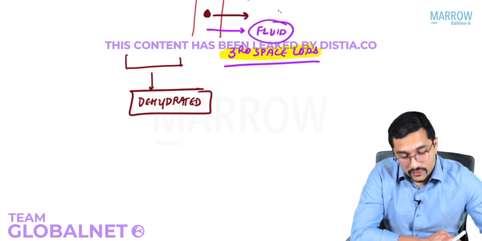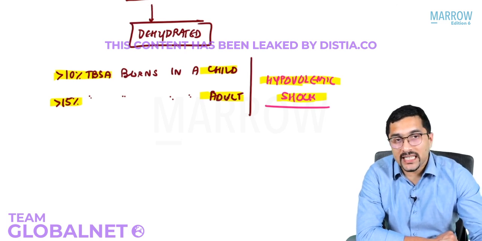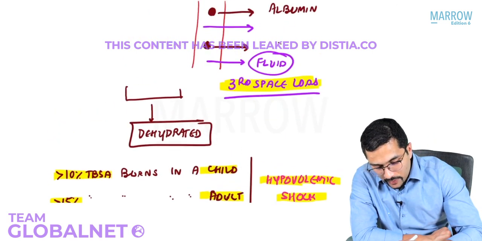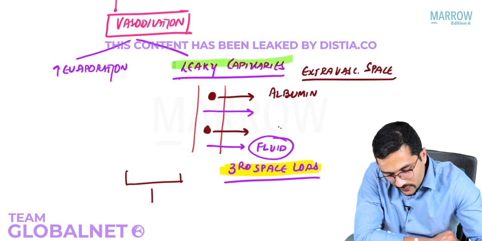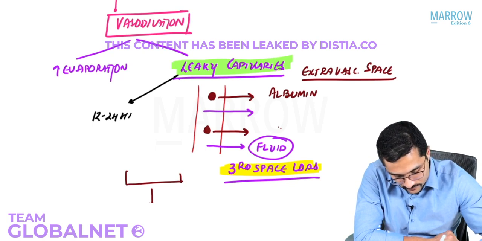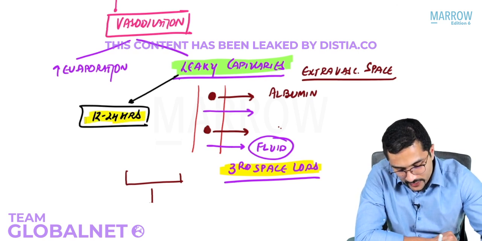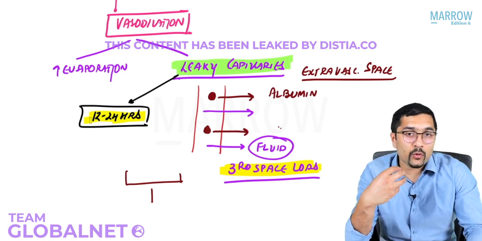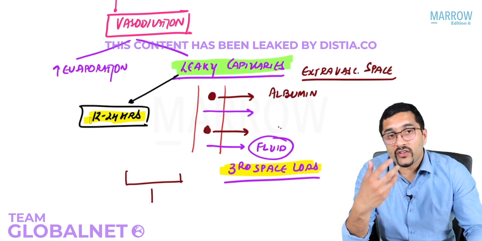And there are two values which you should know. More than 10% burns in a child and more than 15% burns in an adult can give rise to hypovolemic shock. One more point which I want you to remember here, which is very important, is that this leakiness of the capillaries will last for 12 to 24 hours. So what is the significance of knowing that this leakiness lasts for 12 to 24 hours? Well, the significance is that supposing I give colloids, you know, albumin is also a colloid, so that can also be used for resuscitation.